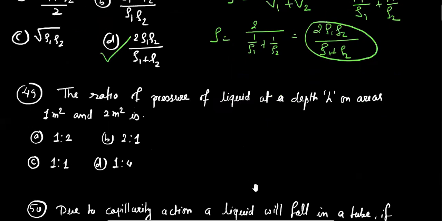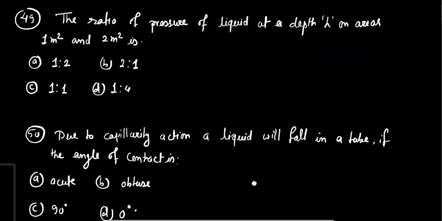Okay, so now we are going to discuss question number 49. The ratio of pressure of liquid at the depth h on area 1 meter square and 2 meter square is. So as we have already discussed about this, pressure exerted by the liquid is independent of area. Okay, which means that the pressure in both the cases will be the same. So option C is the correct option.